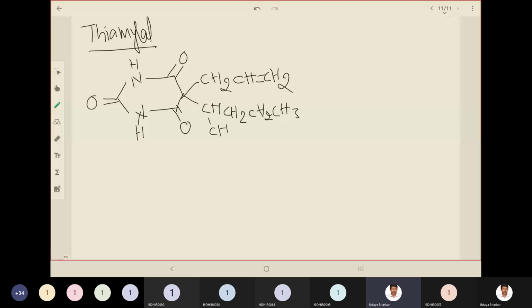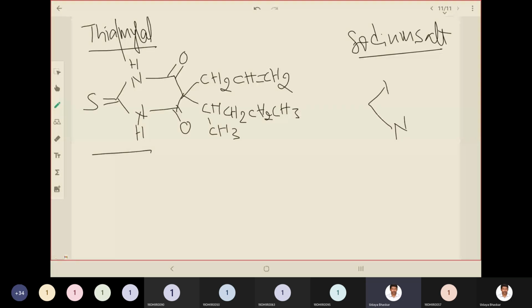Let us see what happens if it needs to be called thiamylal sodium. If you observe the name, thia indicates sulfur, right? So here what we are doing, we are replacing oxygen with sulfur. That is the difference. Okay, so this is thiamylal. Let us see what happens if it exists as the sodium salt. So you need to remember the difference in this structure. This is simple thiamylal, and to write the thiamylal sodium structure, I'm depicting only the front portion.